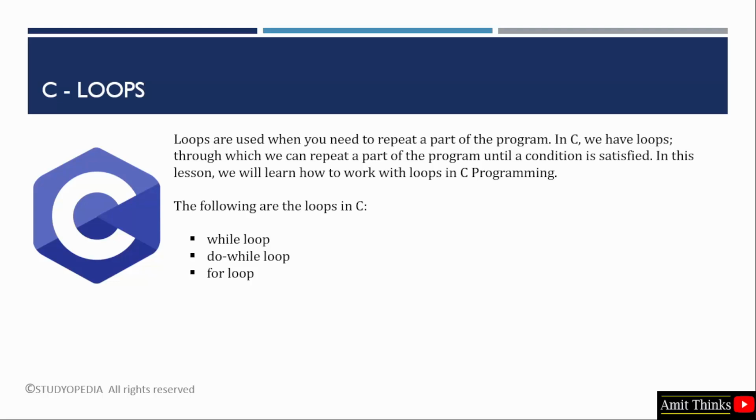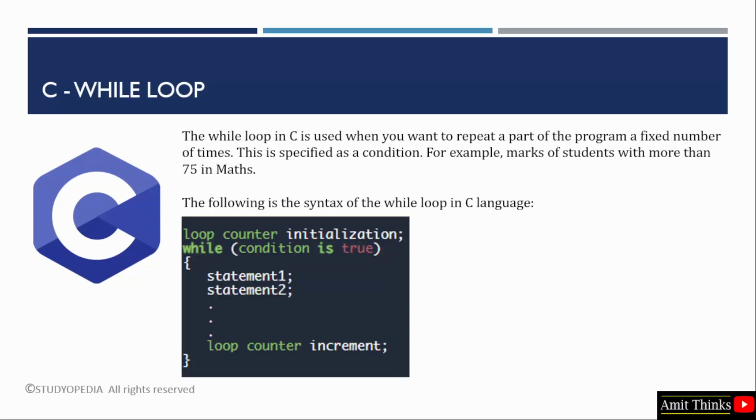Here are the types of loops in C language: while, do while, and for loop. Let us understand them one by one with examples. The first one is the while loop.